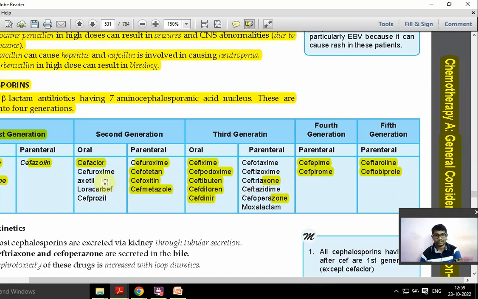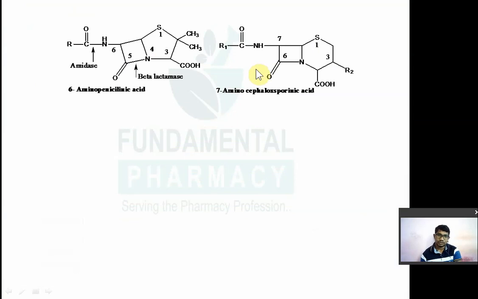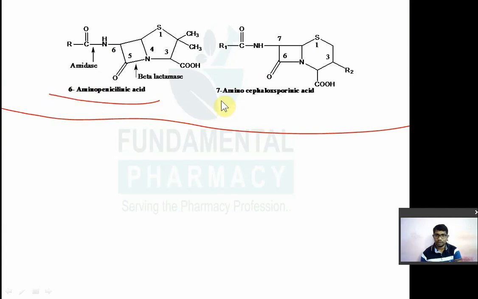The rest are second generation. Second generation you will remember simply. Chemistry of cell: these penicillins and cephalosporins have a difference in their basic structure. Penicillins are derivatives of 6-amino penicillanic acid. Cephalosporins are derivatives of 7-amino cephalosporanic acid. You can see here there is an extra carbon. So 7-amino cephalosporanic acid is cephalosporin, and 6-amino penicillanic acid is penicillins. All the penicillins are derivatives of 6-amino penicillanic acid.